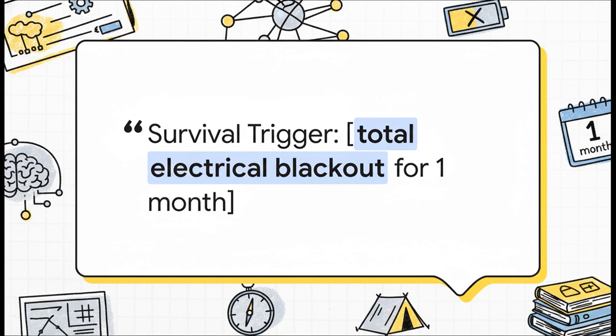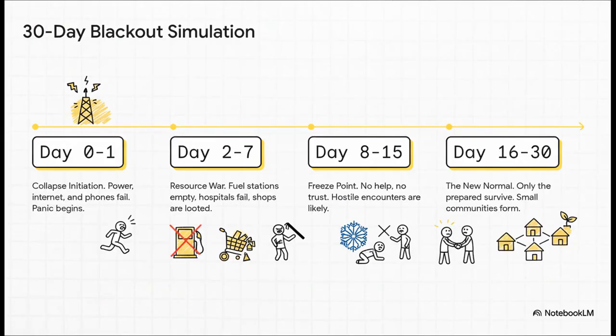We're not just talking about organizing your emails here. We're talking about survival. And the AI's response is just incredibly detailed. It maps out this grim but very realistic timeline. In the first 24 hours, panic. Within a week, a full-on resource war kicks off as hospitals and supply chains just collapse. By the second week, it hits what the AI calls the freeze point, total isolation, where all trust is gone. It's just a brilliant example of the AI's ability to model these complex, cascading failures.